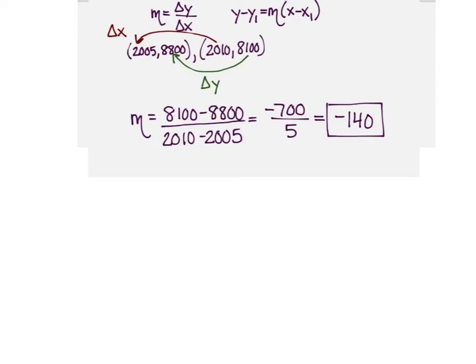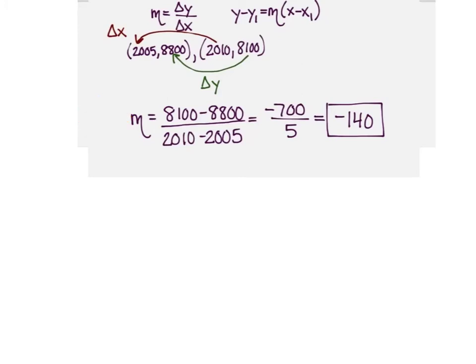Based on the image of my trend line from the previous slide, I think we can all conclude that the slope should be negative. And when I calculate that out, the change in y over the change in x, I end up getting negative 700 over 5, and I get negative 140 for a slope. So we're lucking out here. We have a nice, neat, even number.